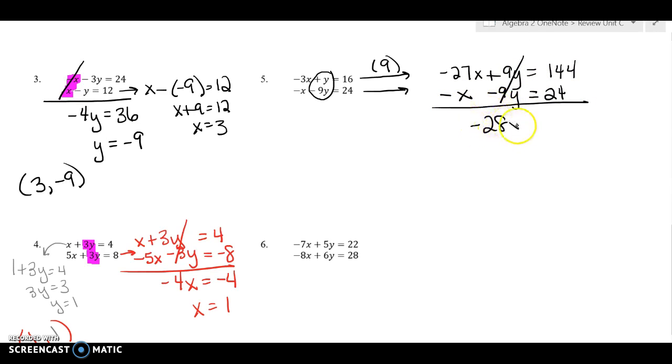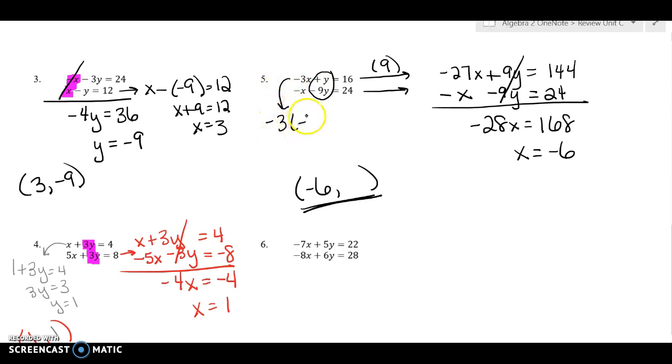So I get negative 28x is equal to 168. And I divide by 28, and I get negative 6 again. And again, you can plug it into either equation. I'm going to plug it into this top one. So negative 3 times negative 6 plus y is 16. So 18 plus y is 16. And if I minus 18 on both sides, I get negative 2.